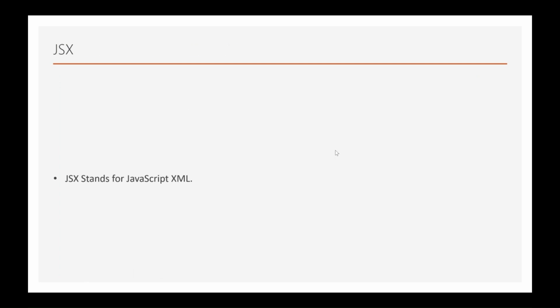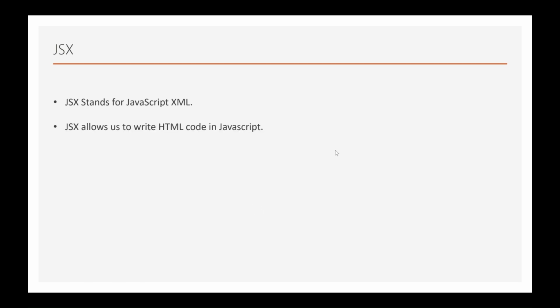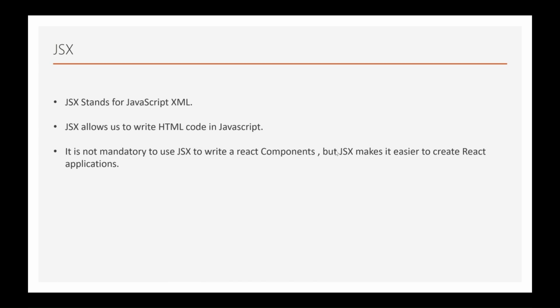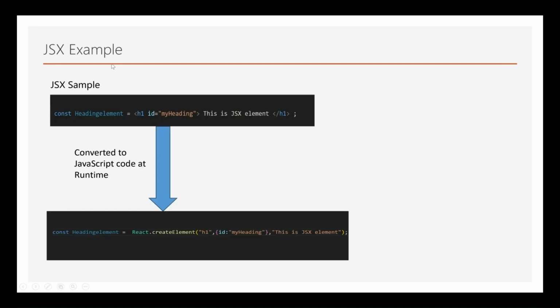JSX stands for JavaScript XML. JSX allows us to write HTML code in JavaScript. It is not mandatory to use JSX to write React components, but JSX makes it easier to create React applications. This is an example of JSX code. Here we are creating a JavaScript constant, and we are assigning an HTML element to that constant. At runtime, this JSX code is converted to JavaScript. The converted JavaScript code for the above JSX looks like this.